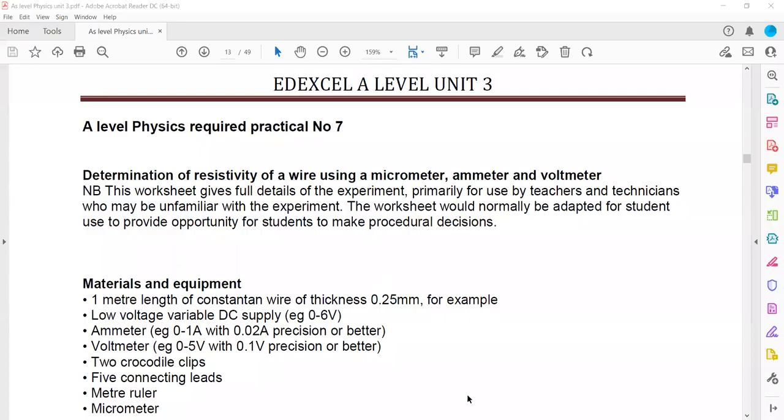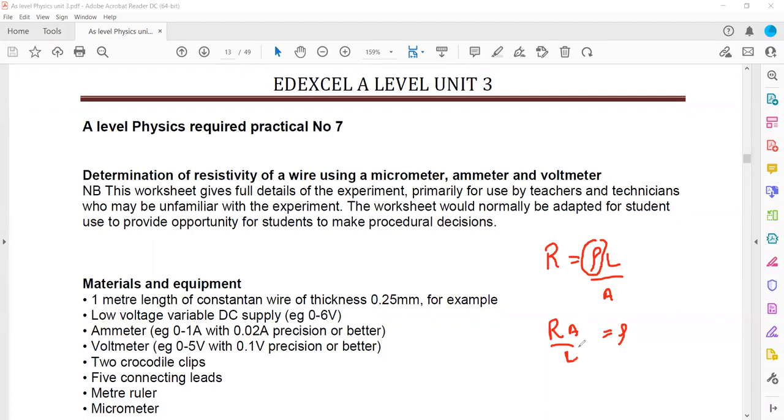To determine the resistivity, how can we work it out? The formula which relates resistivity and resistance is R equals rho L by A. We want to determine this rho, which is called resistivity. So that is RA divided by L.